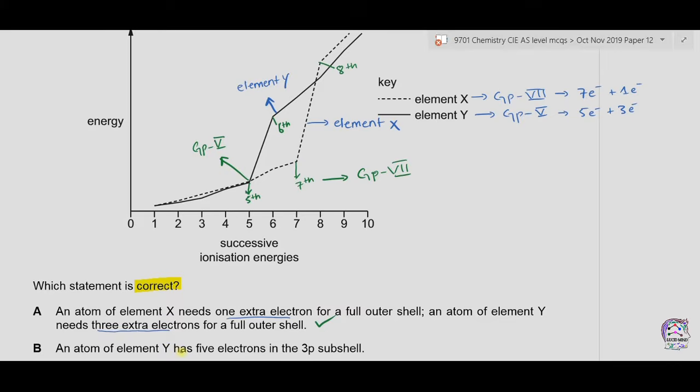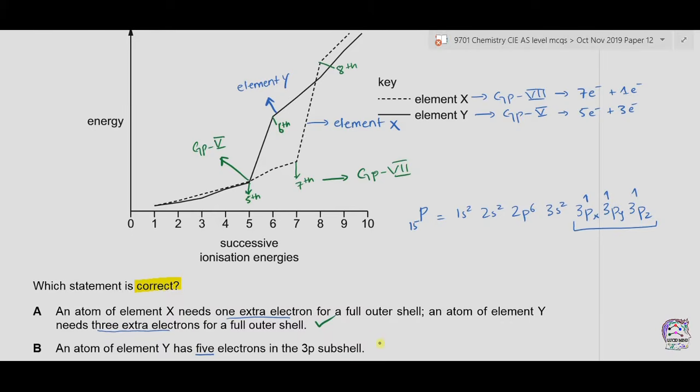B. An atom of element Y has 5 electrons in 3p subshell. Let's find out what is element Y. According to the periodic table, the element that is present in group 5 and period 3 is phosphorus. The atomic number of phosphorus is 15, so it will be 1s2, 2s2, 2p6, 3s2, 3px, 3py, 3pz, and each p orbital has one electron. So we can see that there are just 3 electrons present in the p orbitals of phosphorus.